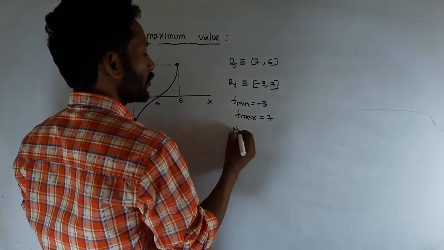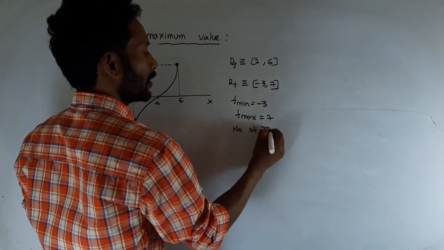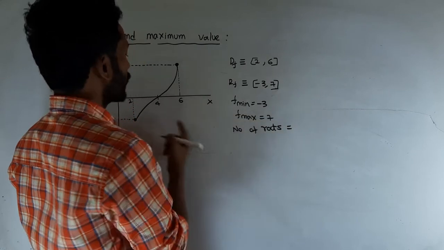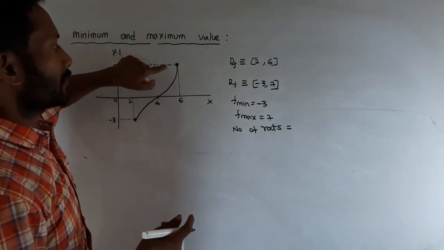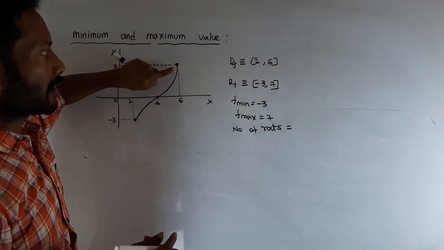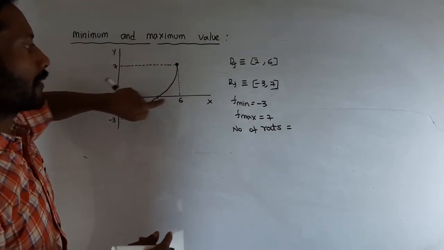So number of roots. How many roots? Only 4 is a root. So the point of intersection of the graph with the x-axis.